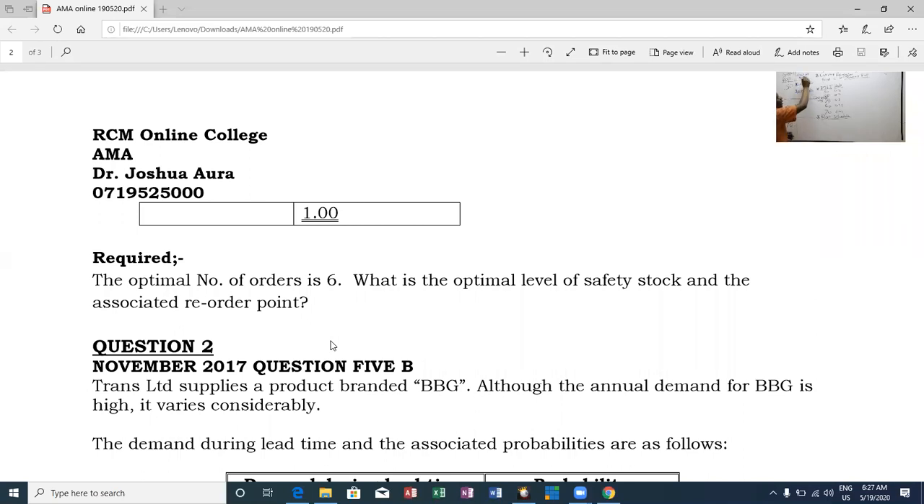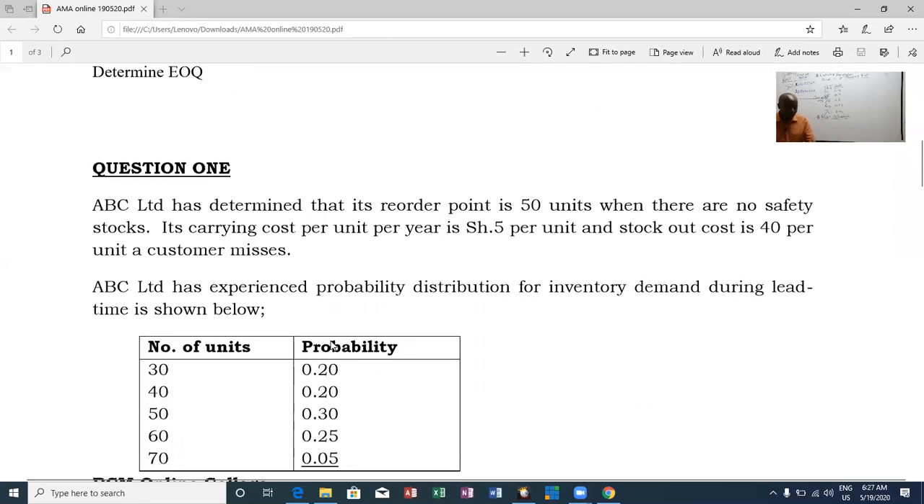So these are annual stockout units which I need to convert, ladies and gentlemen, to cost. And fortunately, they have given us the stockout cost. If you could go at the beginning there, they gave us the stockout cost per unit. They told us that the stockout cost is 40 per unit a customer misses. Per unit a customer misses, we have in this case 40 like that.